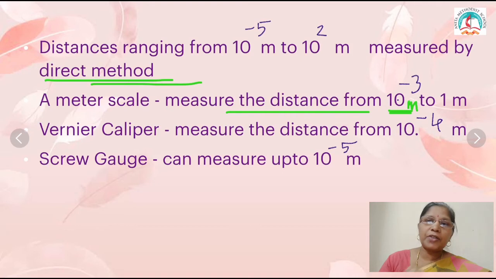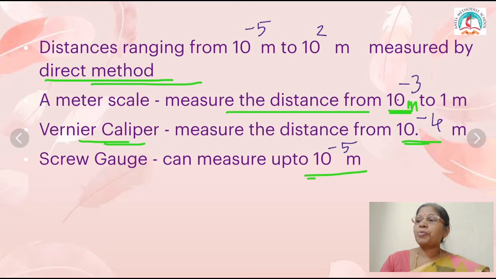Till that, you can easily measure with the help of the meter scale. Then you use the Vernier Caliper. It is used to measure distances down to 10 power minus 4 meter. The screw gauge is used to measure distances down to 10 power minus 5 meter.